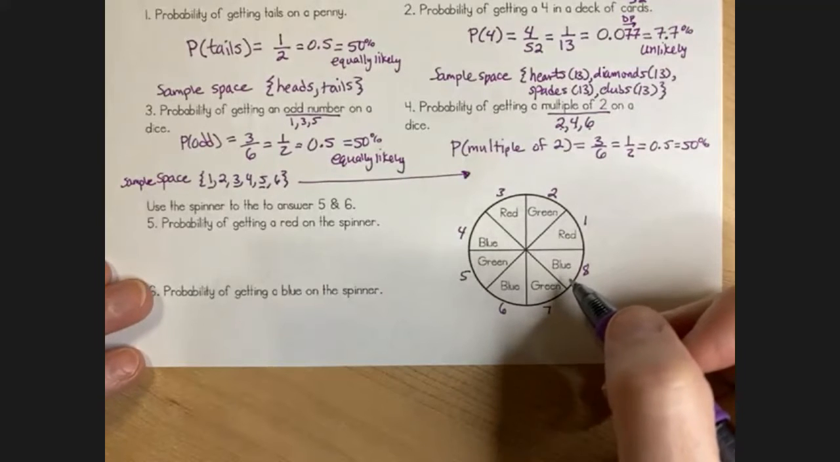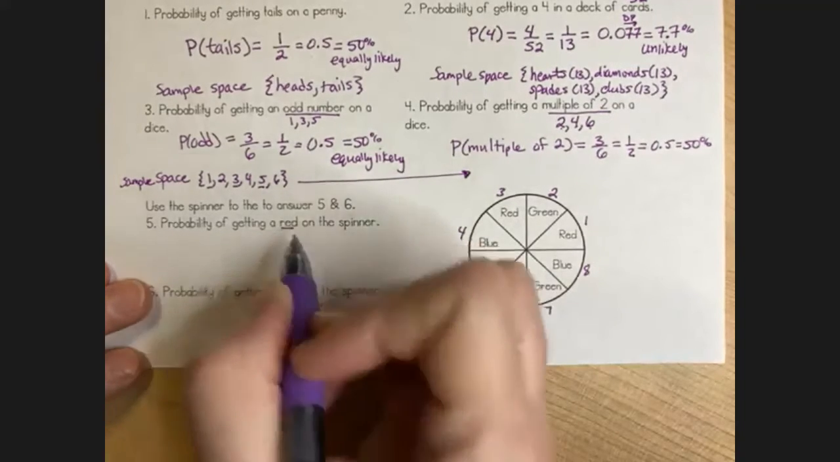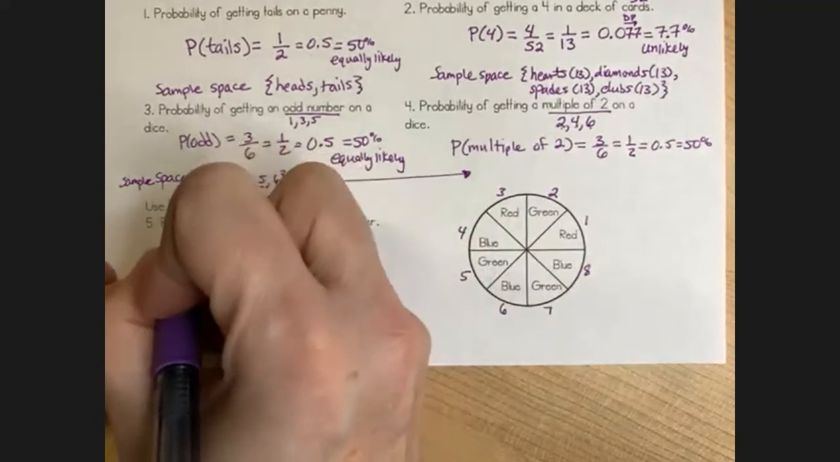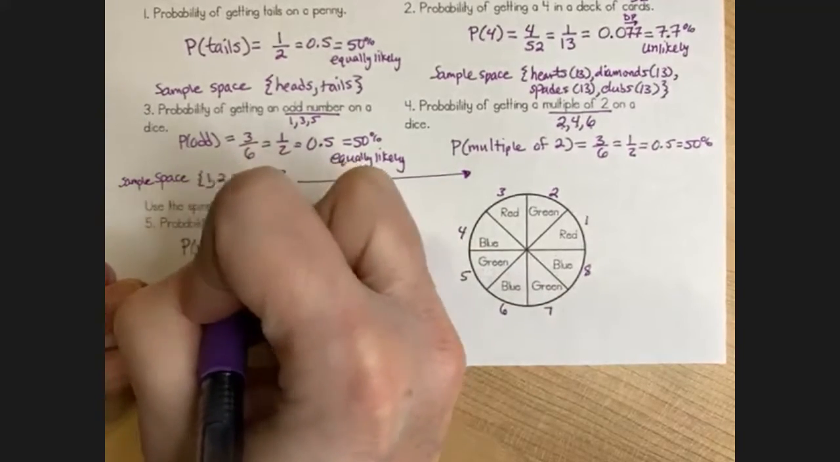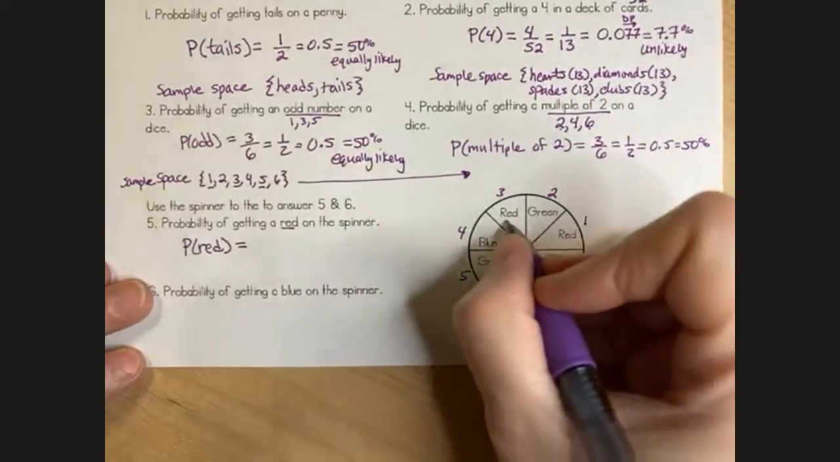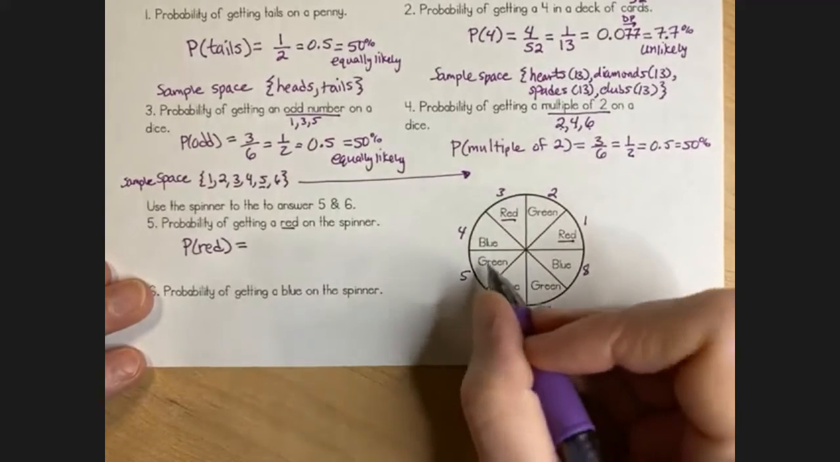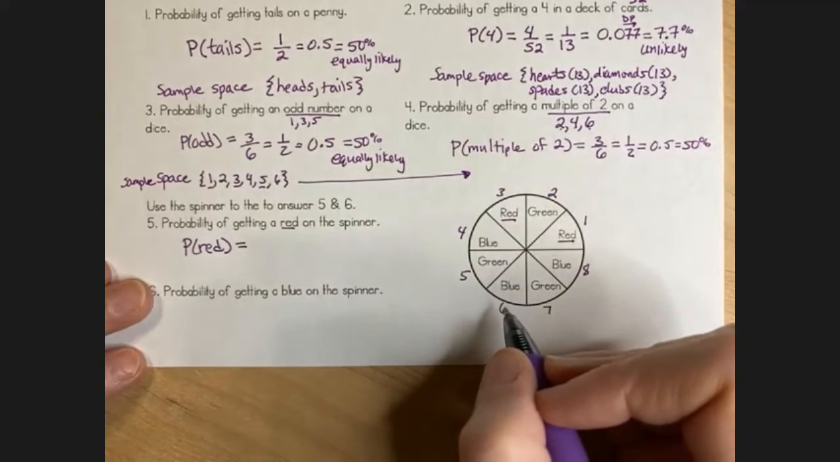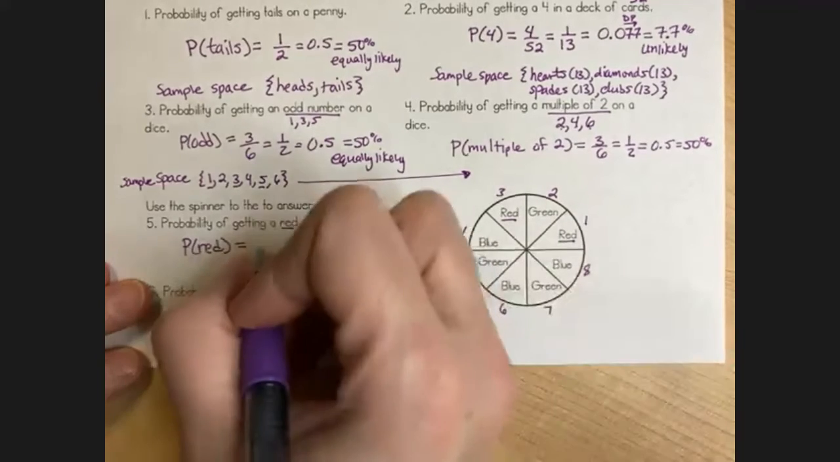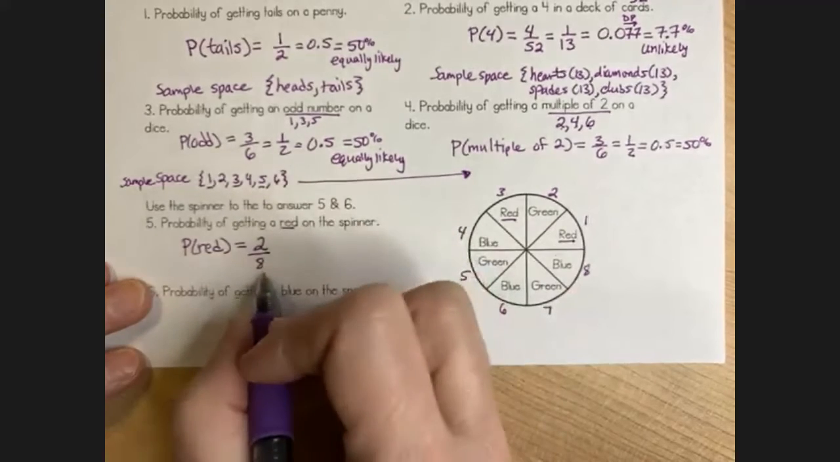So we're going to go through and look at our different colors. So probability of getting a red. So we'll start here. Probability of a red, and this is how I write it, P of red. How many reds do I have? I have 1, 2. Do I have any other ones? There's only 2 reds.